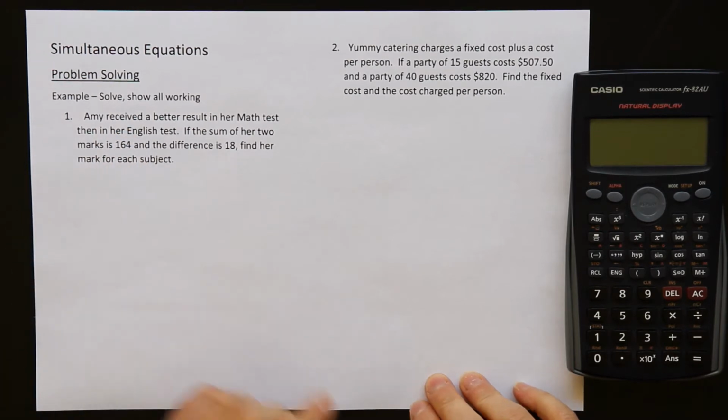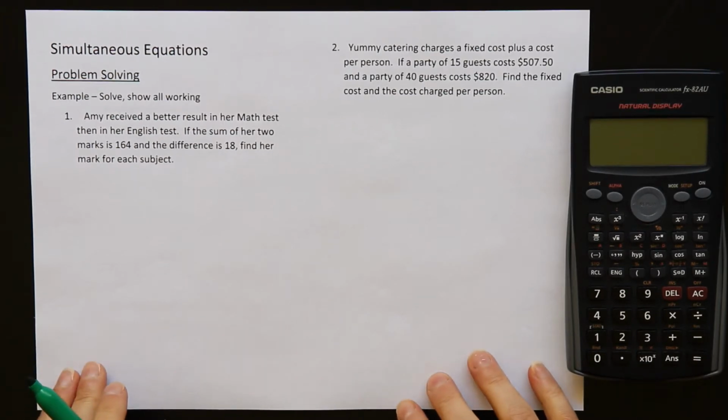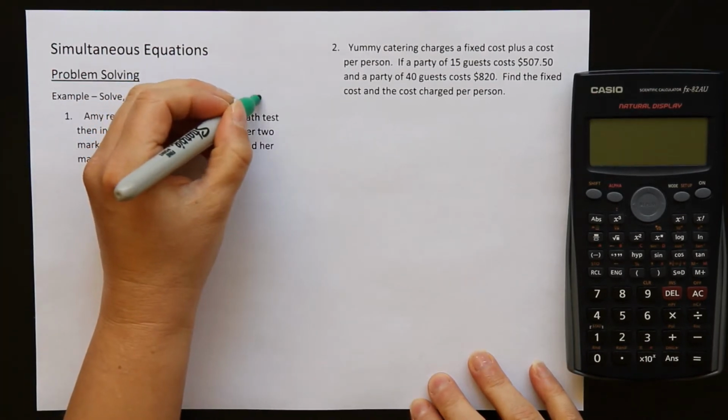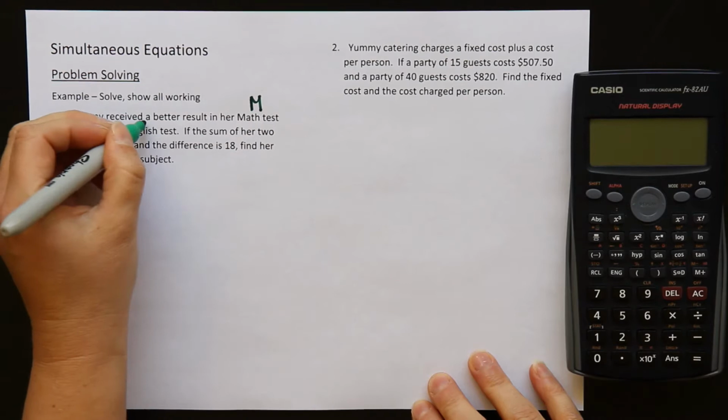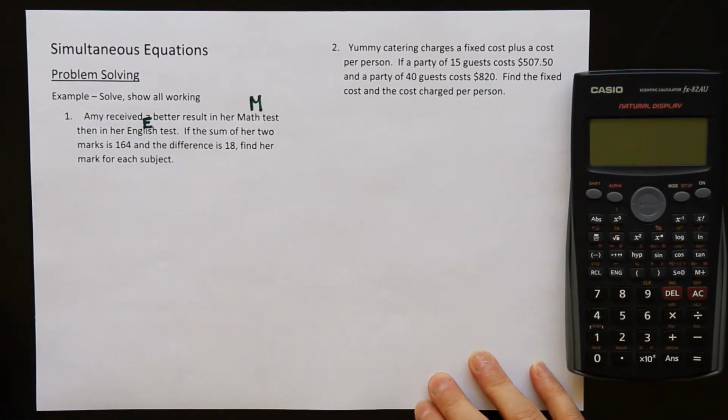Amy received a better result in her math test than her English test. If the sum of her 2 marks is 164 and the difference is 18, find the mark for each subject. We're going to introduce our own pronumerals here. The math test we're going to call M, and the English test we're going to call E for English. M for maths, E for English.